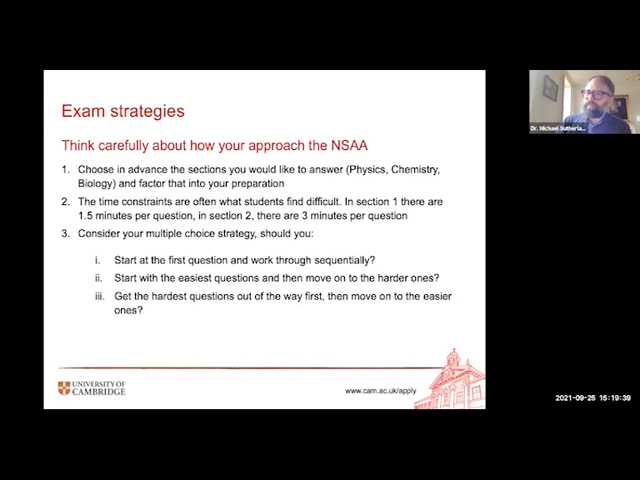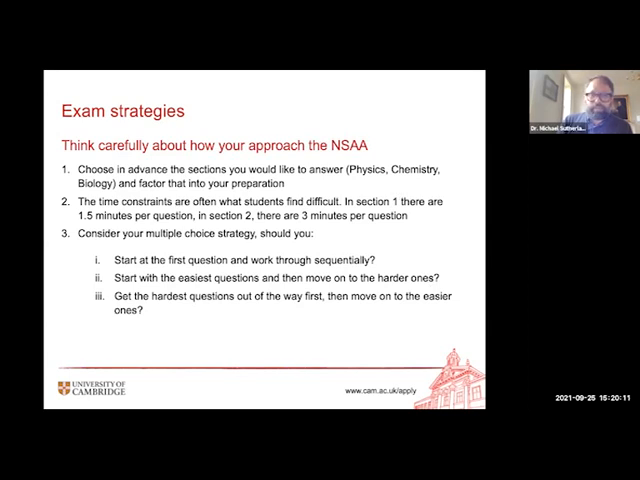And then because this is a multiple choice exam, and you're not penalized for wrong answers, think about your multiple choice strategy. So for instance, on a multiple choice exam, do you start at the first question and work through sequentially? Do you start with the easiest questions? So you skip through and you say, well, 1, 6, and 8, I think I know how to do, I'll finish those, and then move on to the harder ones. Or do you prefer to get the hardest ones out of the way and then move on to the easier ones? And I think people will have different styles in how they answer their questions.